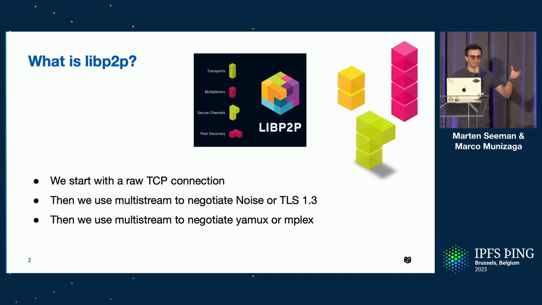Yeah, so with libp2p, we have these building blocks. We have transports, we have multiplexers, we have secure channels, we have peer discovery. So we start with a raw TCP connection, but then we use multistream to negotiate Noise or TLS, and then we use multistream to negotiate the multiplexer, Yamux or mplex.